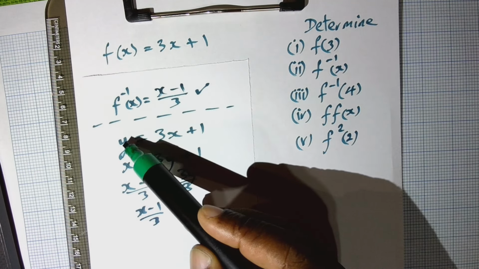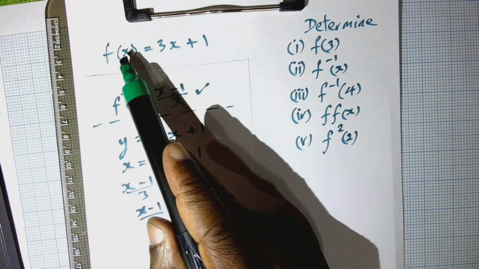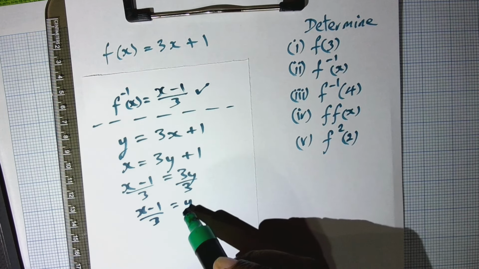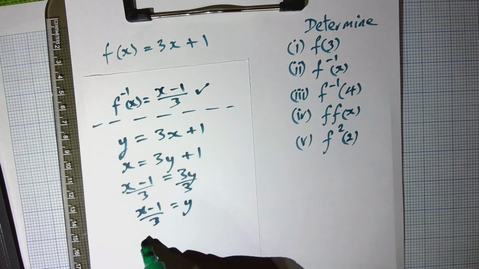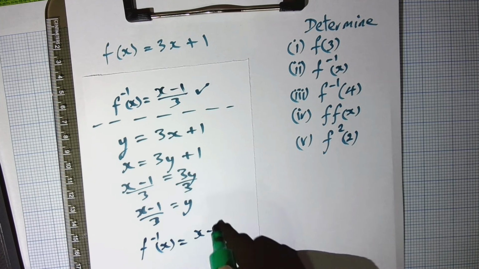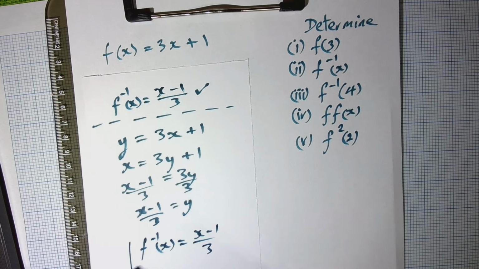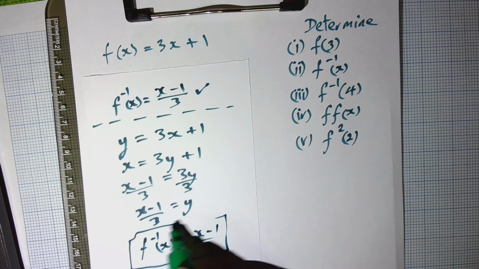Notice that this y represents what? The original f of x, but this y represents the inverse of f of x. So we're going to write f inverse of x equals x minus 1 over 3. So this is just a process of getting this.